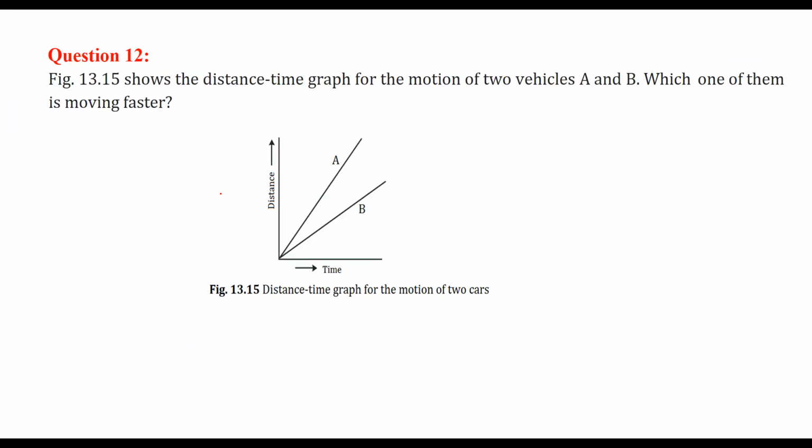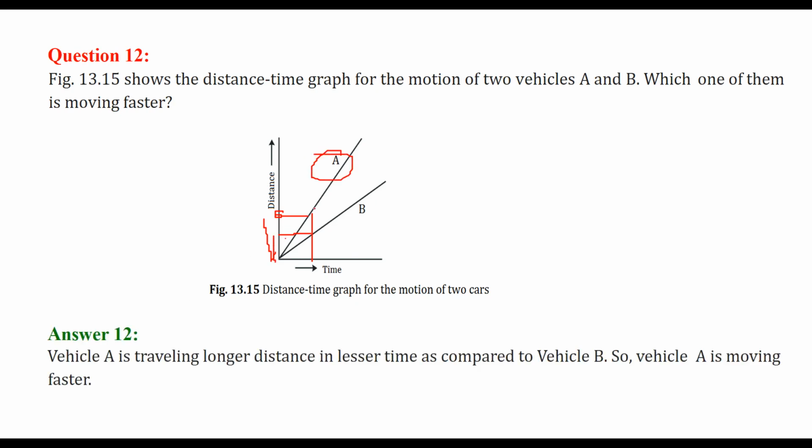This figure shows the distance-time graph for the motion of two vehicles A and B. Which one of them is moving faster? See, for this particular time, if you match it with the distance traveled, the distance traveled by A is more than the distance traveled by B. That is why A is moving faster. Vehicle A is traveling a longer distance in less time as compared to B.